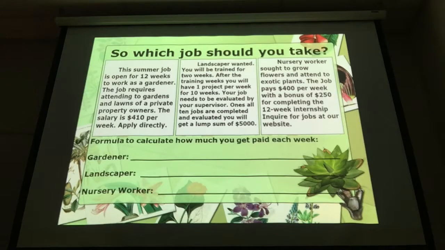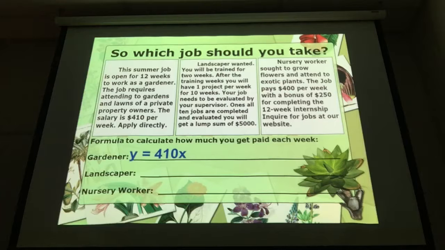All right, so for the gardener, again, you're taking 410 and you're multiplying it by the number of weeks. And in this case, we use X for weeks. So Y would be the money. So the money equals 410 times X, which is the weeks.